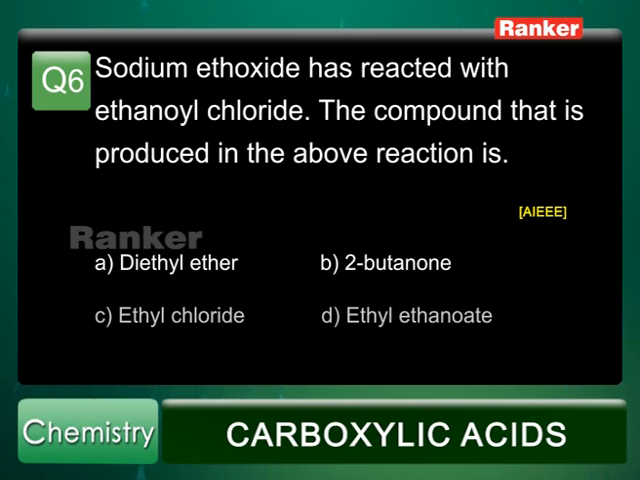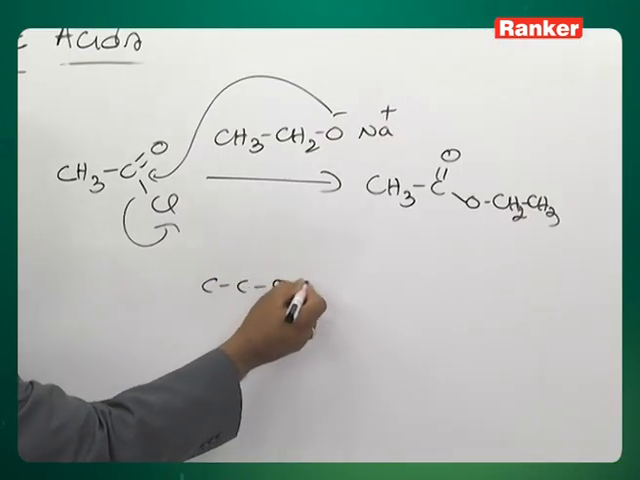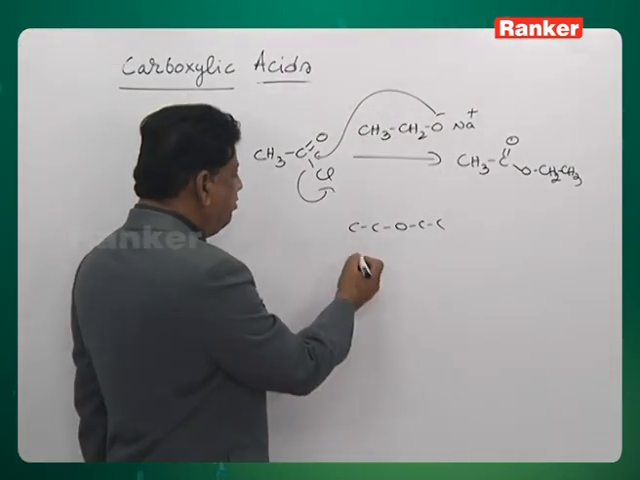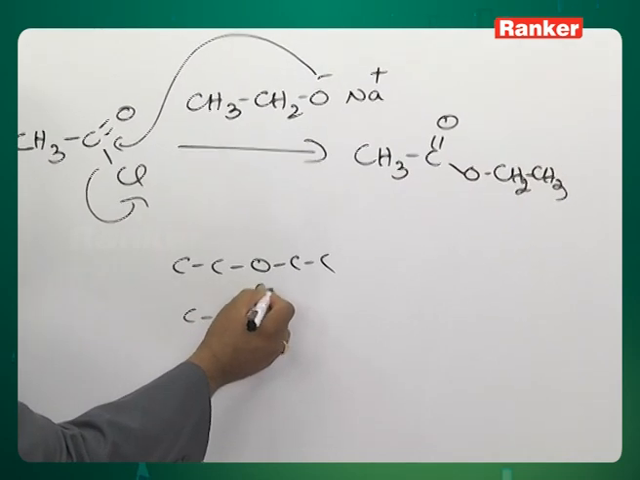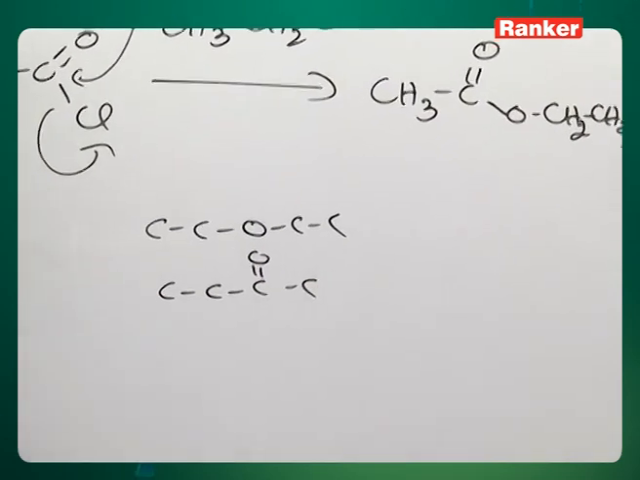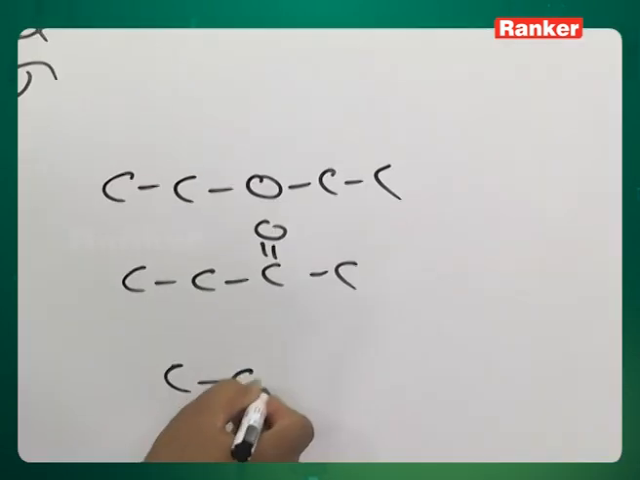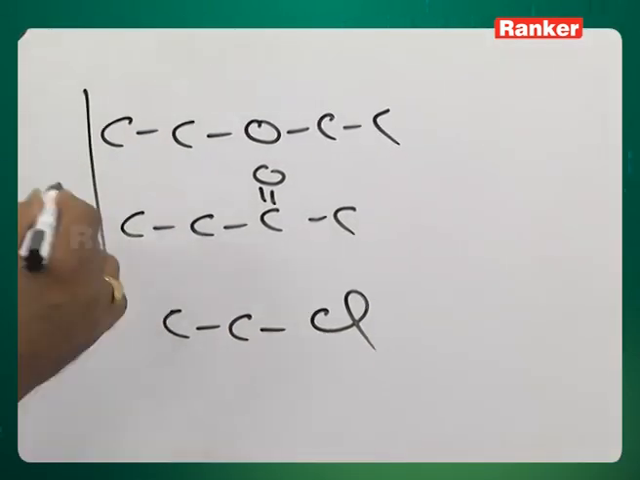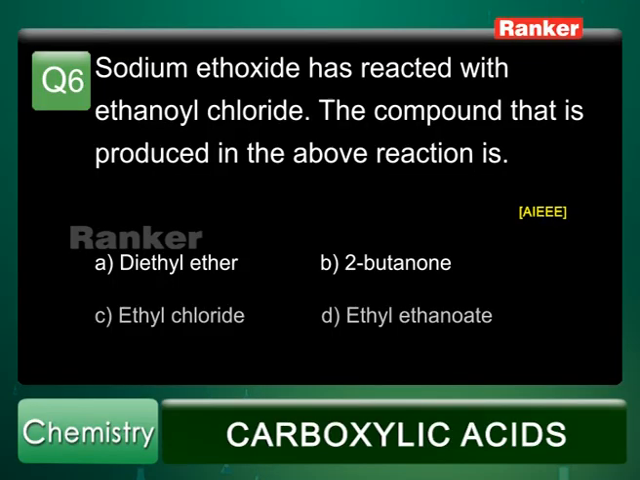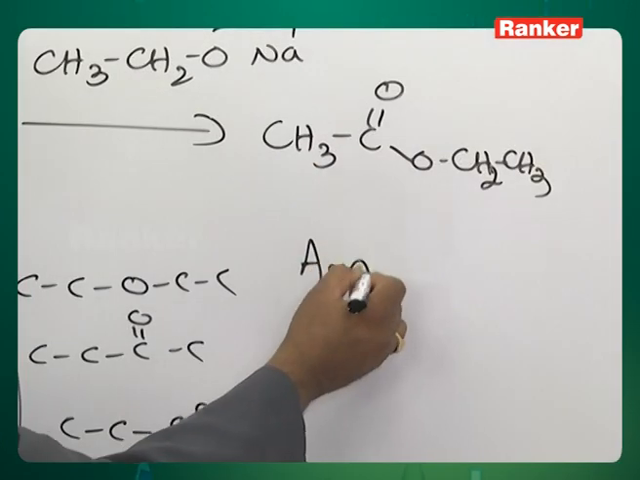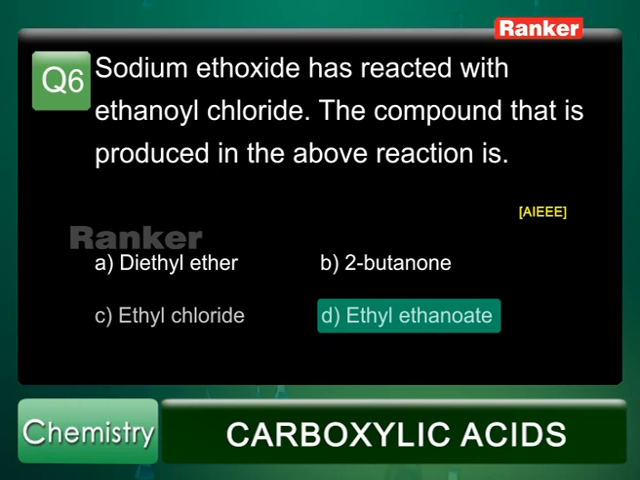So the first option is diethyl ether. Diethyl ether means two ethyl groups attached to an oxygen, that's wrong. 2-butanone, a ketone, is formed, that is also wrong. 2-butanone is nothing but a ketone. Ethyl chloride is a saturated ethyl with chlorine. So all these options are wrong. So option D, ethyl ethanoate or ethyl acetate, is the right answer. Therefore the answer goes to D.